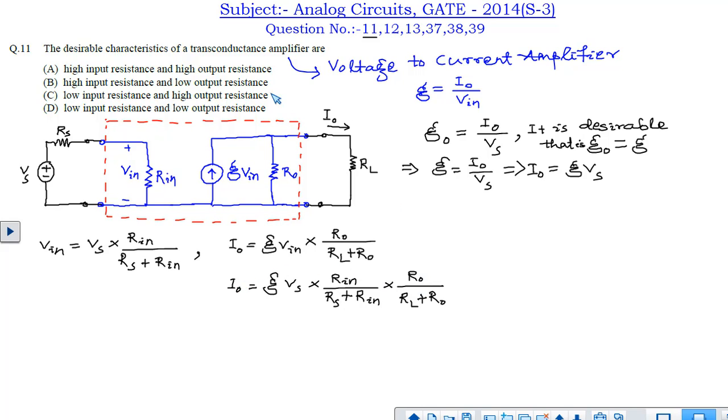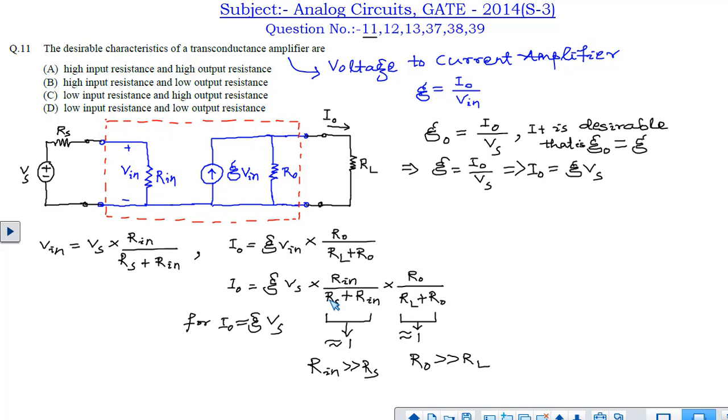So for an ideal transconductance amplifier, we have the required condition, that is I0 should be equal to G Vs. For I0 to be equal to G Vs, these two factors should be close to unity. If Rin is very much greater than Rs, then Rs can be neglected, so numerator and denominator cancel, and this factor becomes 1. Similarly here also, if RL is very much less than R0, or R0 is very much greater than RL, then this factor also approaches unity. So for I0 to be equal to G Vs, both factors have to be very close to 1.